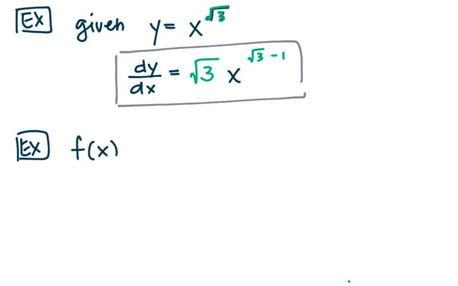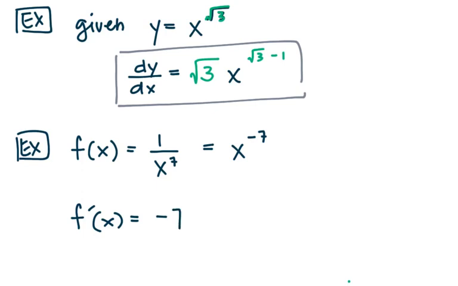Maybe we have f of x equals 1 over x to the 7th. Now this is not x raised to a power. Right now this is a rational expression, 1 over x raised to a power. What we want to keep in mind though is this is the same as x to the negative 7th. So I use a little bit of algebra to rearrange my problem. In this case, f prime of x, my derivative, that would be negative 7x. Negative 7 minus 1 is negative 8.